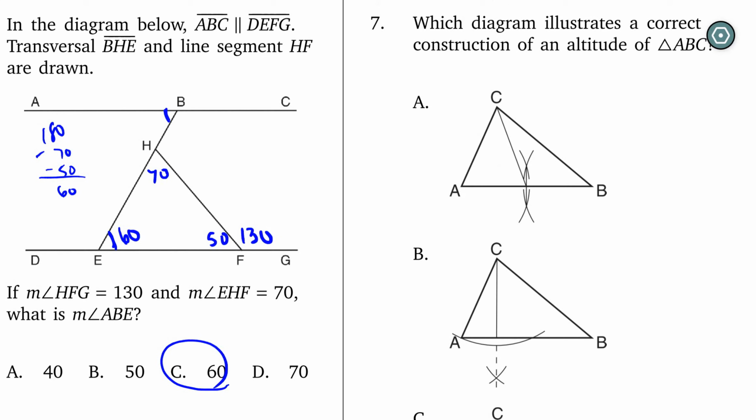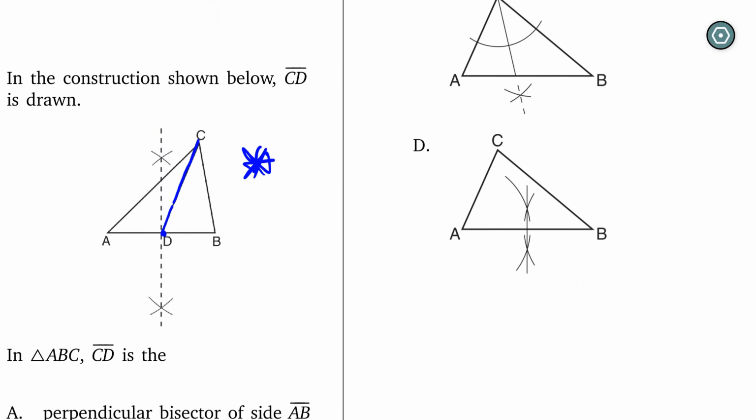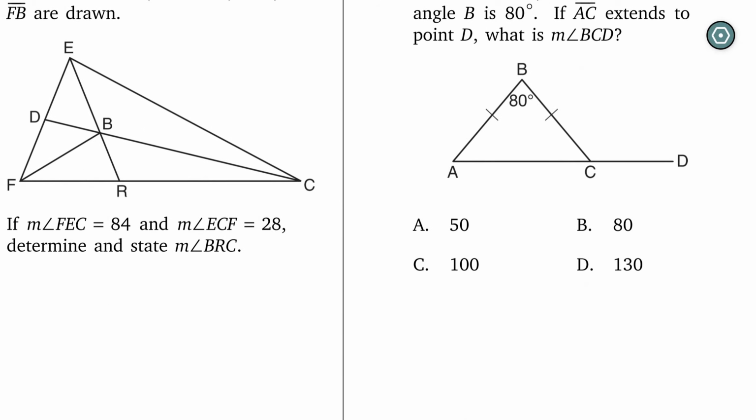The next one says to construct an altitude. To construct an altitude, remember we have to make it perpendicular. The only choice that makes sense is B. Again, I would probably look at that one because you might have to do that on tomorrow's test, like that trapezoid question that we did in class.